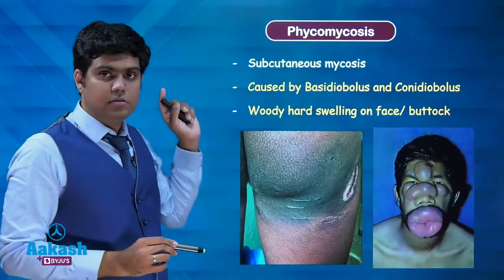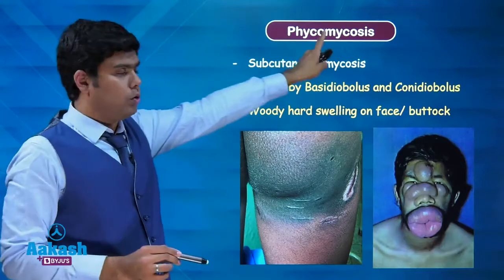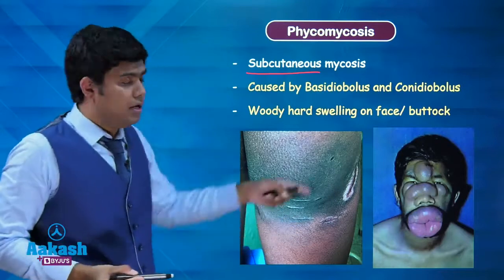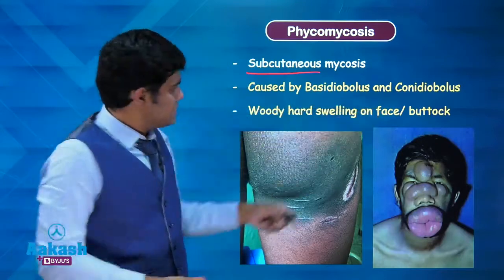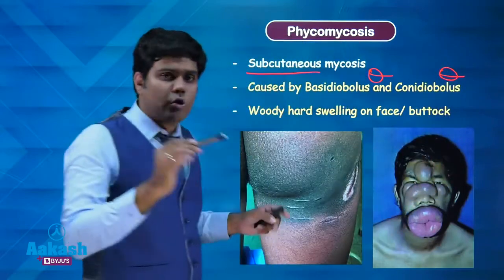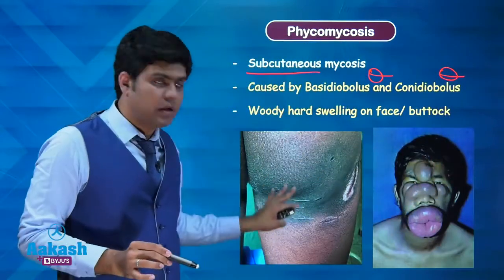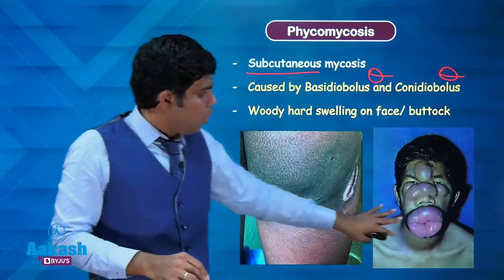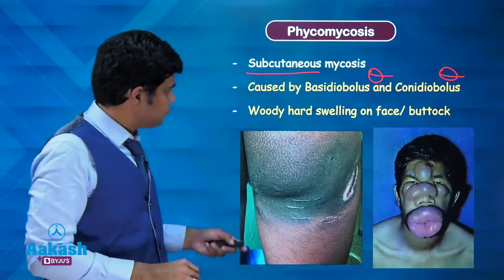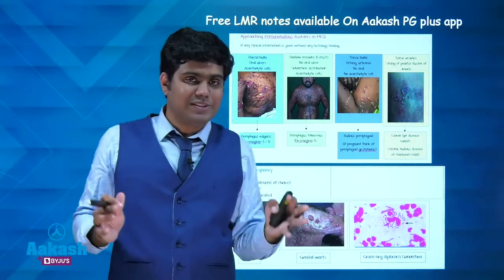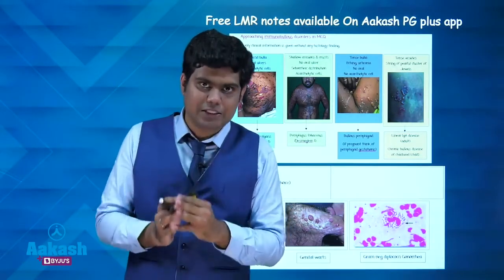What is this? Can come as an image based question. Phycomycosis, another subcutaneous mycosis caused by what? Fungus, Basidiobolus and Conidiobolus. And commonly it presents as a woody hard swelling on the buttock or on the face. Okay friends. So this was all about important dermatology questions and their topics that have been asked in INICET.